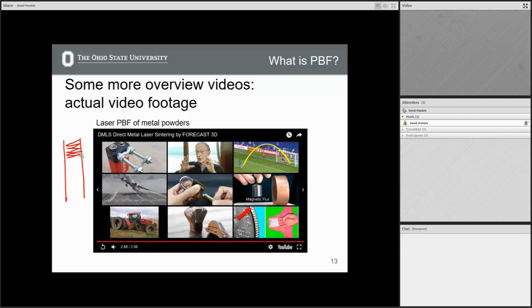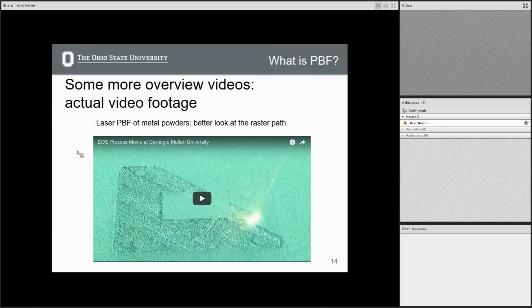Okay, so that was laser powder bed fusion of metals. Here is another one with metals, just because this one more clearly shows that laser raster path.